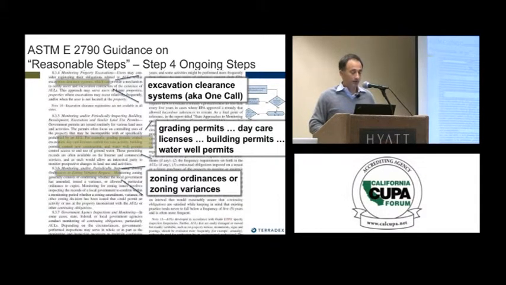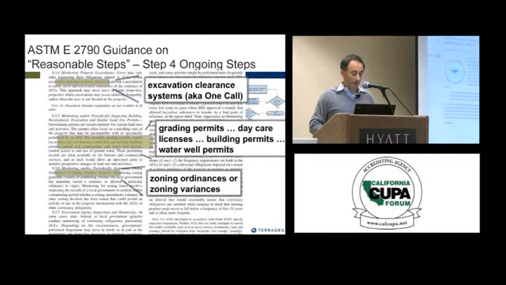It talks about reviewing permits and daycare licenses to make sure that those things aren't occurring if they shouldn't be. Building permits tend to show evidence of a new building going up, and sometimes institutional controls say no new construction. So it gives examples of the kinds of things that ought to be done, like checking for zoning ordinances that a remedy relied on, and if that changes, and so forth.